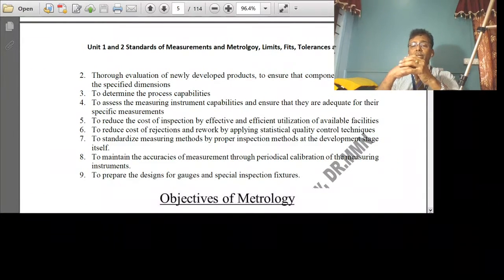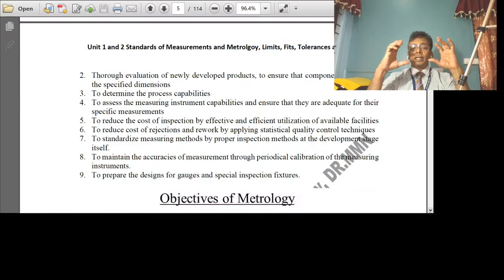You have supplied an oversized component, again it will be sent back to you, and you will have to rework that. Again it involves the machine, the manpower and the material. Material is anyway going to be wasted. So instead, you try to manufacture a component which is within the limits of acceptance or the tolerance. To reduce the rejection, to standardize measuring methods by proper inspection methods and developments at the development stage itself. To maintain the accuracies of measurement through periodical calibration of the measuring instruments.